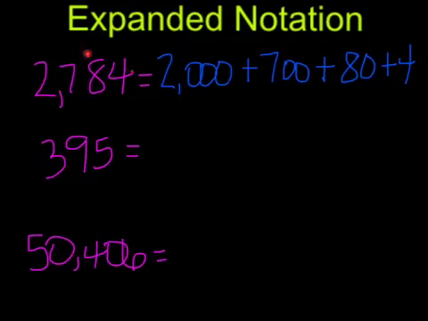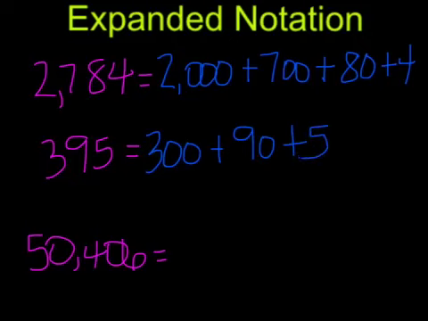Now let's look at the number 395. If we pull 395 apart into its expanded notation to represent the value of each digit, we end up with 300 plus 90 plus 5.